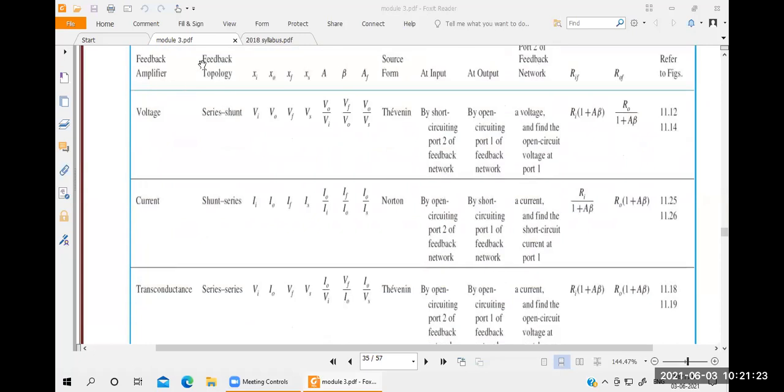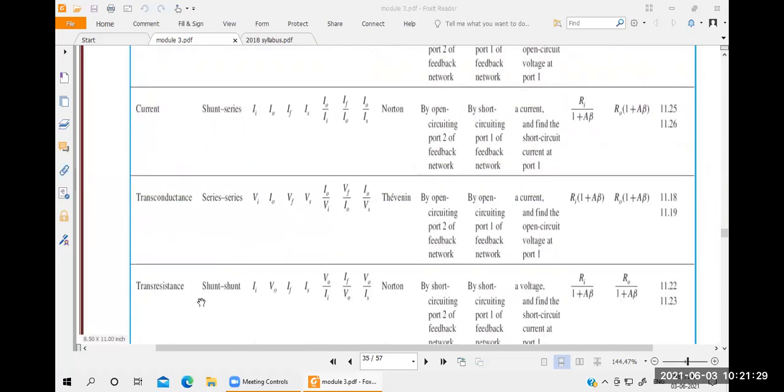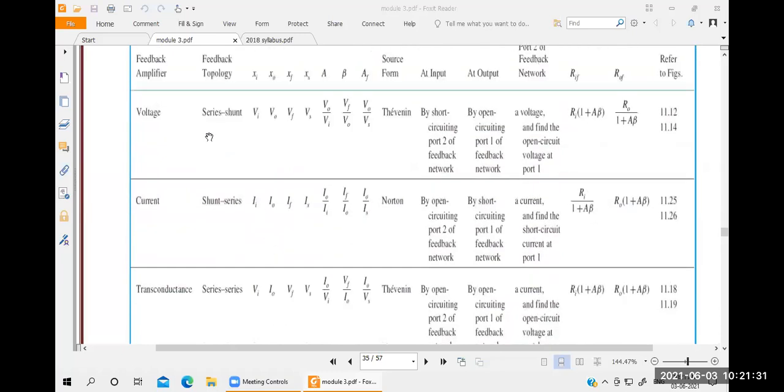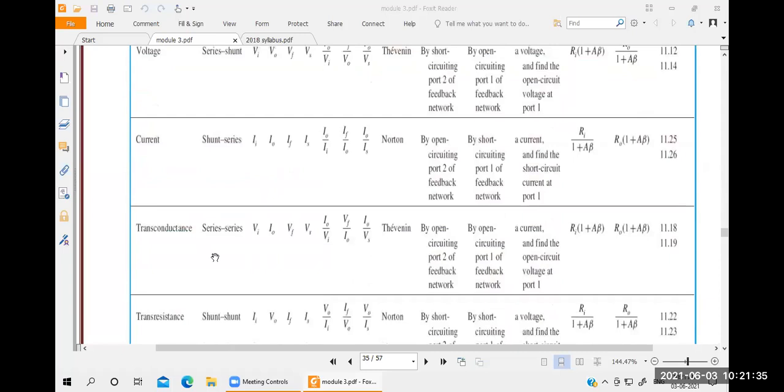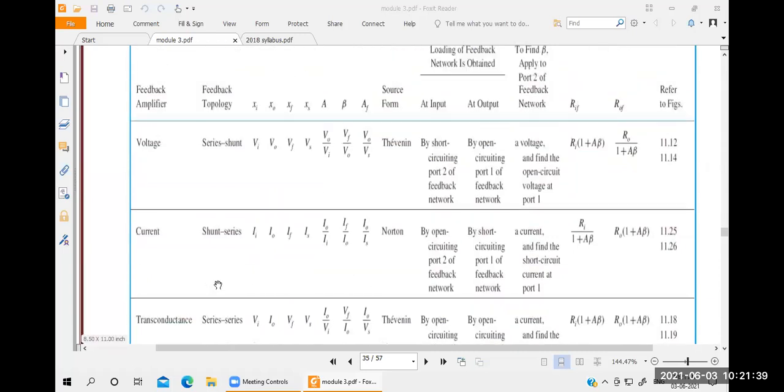Second one, what are the feedback topologies here? Series shunt, shunt series, series series, then shunt shunt. Series shunt is for voltage, shunt series for current, series series for transconductance, shunt shunt for transresistance. Remember this one. This is the feedback topology. The first connection is for the input, the second connection is for the output side of the feedback.